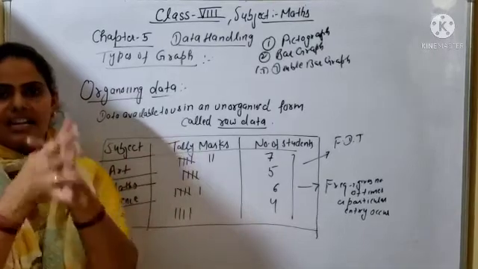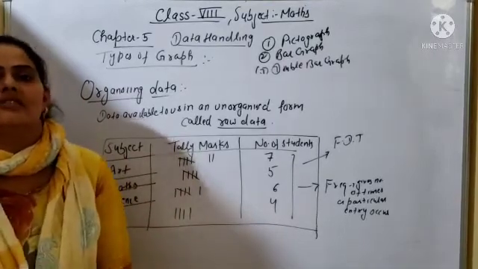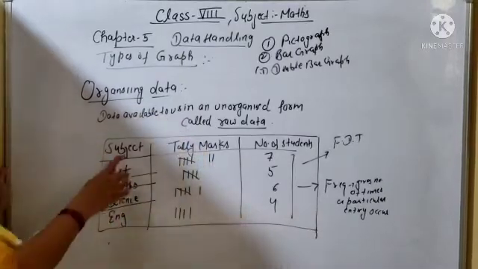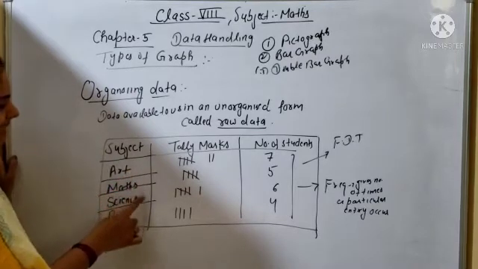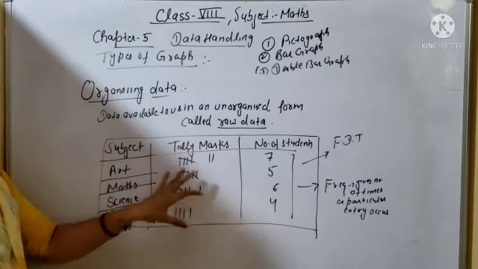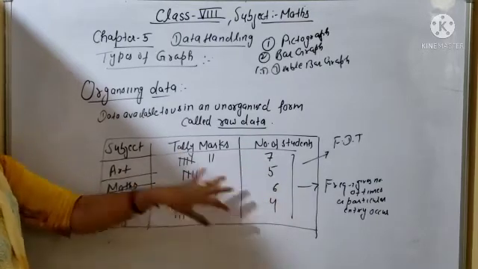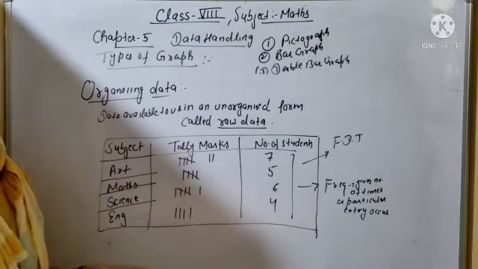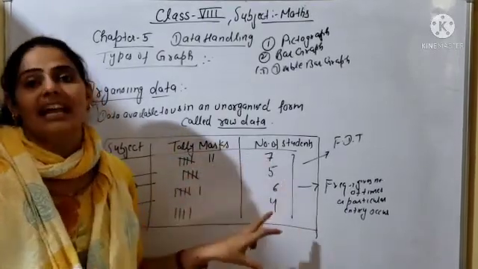First you organize the data like that. Subjects, after that you will write the marks, maximum marks, minimum marks, which student is getting maximum mark and which student is getting minimum mark. Here one table is given. For example, first you write the subjects: art, math, science, English. Tally marks are mainly used for roughly representing the number of students. When you count these tally marks, you get the actual number.